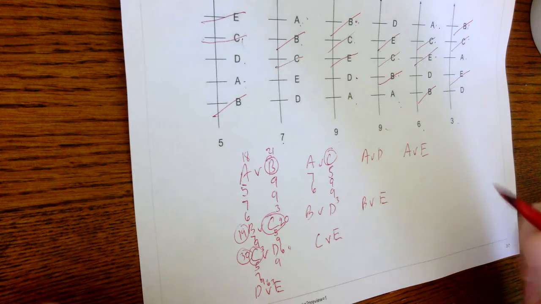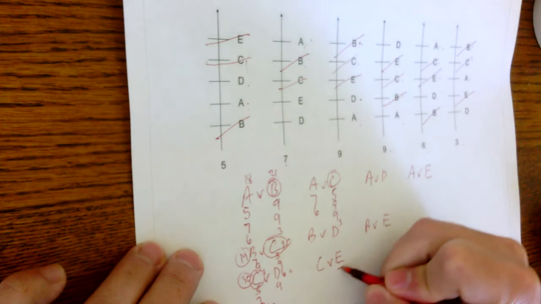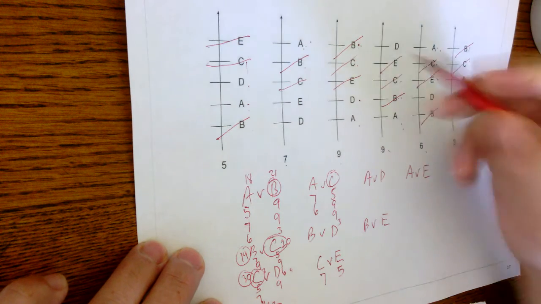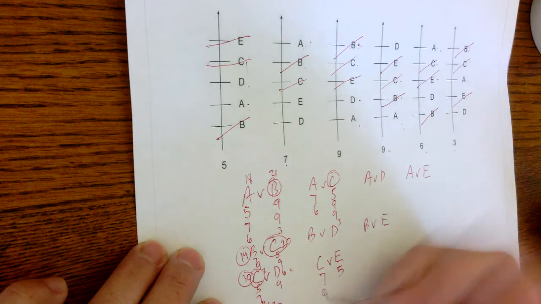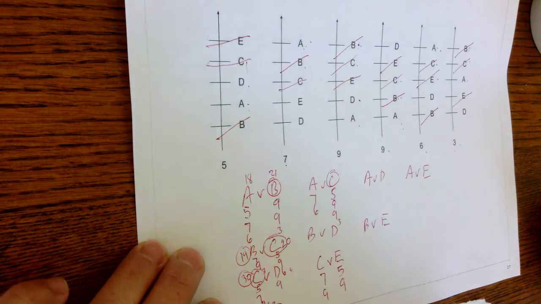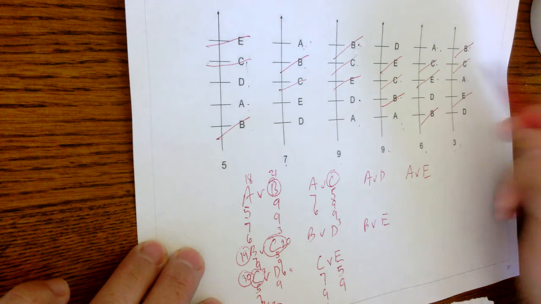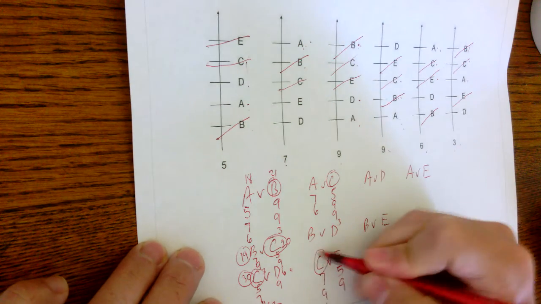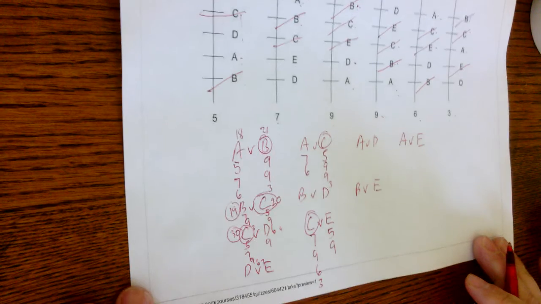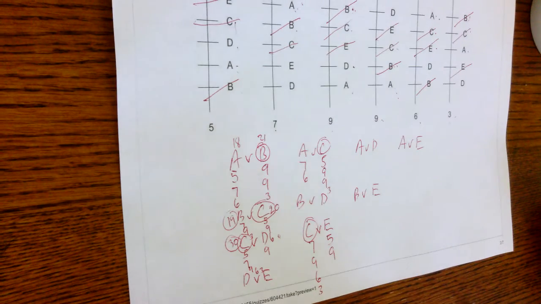So let's look at C versus E. The first 5 prefer E. The next 7 prefer C. The next 9 prefer C over E. The next 9 prefer E over C. Next 6 prefer C over E. And that 3 also prefer C over E. So C is the winner by the Condorcet. They beat everyone. They beat A. They compared against B, D, and also E. So C is the winner by the Condorcet method.